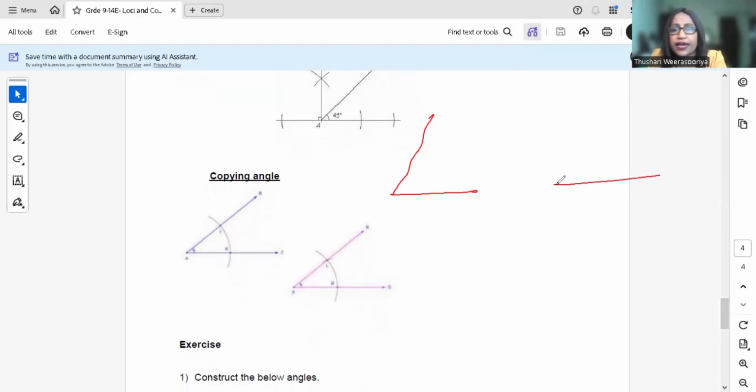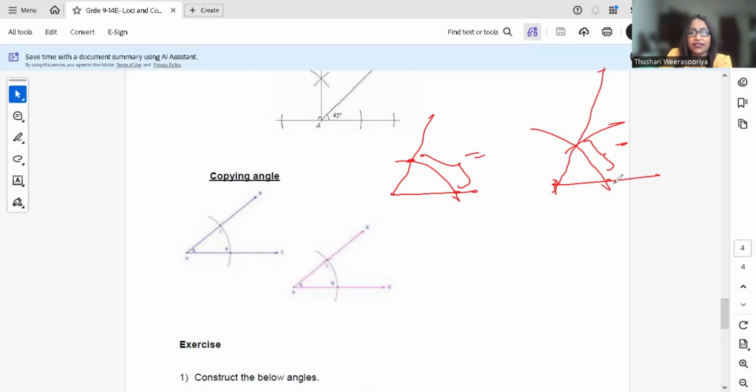Draw a straight line, put a mark here. Keep the compass point here. Draw an arc. Then you do the same arc without changing. Keep the compass point here. Draw an arc. Same arc. And keep the compass point here and pencil point here and get the width of this. Slowly take the compass point here and draw an arc with the pencil. That is the same width. This is equal to this. Then you join this point to this point. There I copied the angle. Same angle, I got it here. That is how you copy an angle.